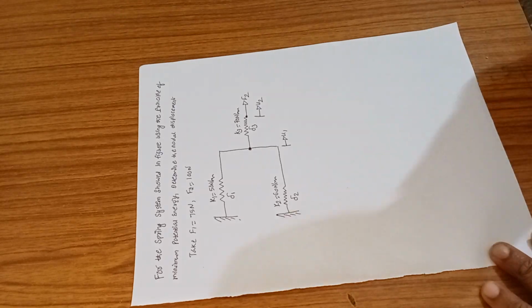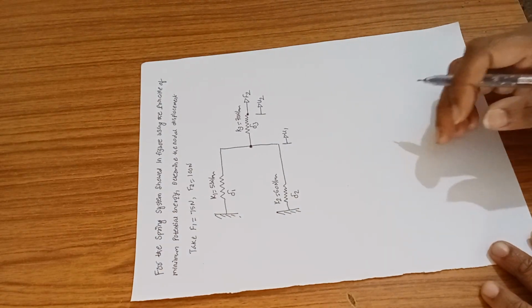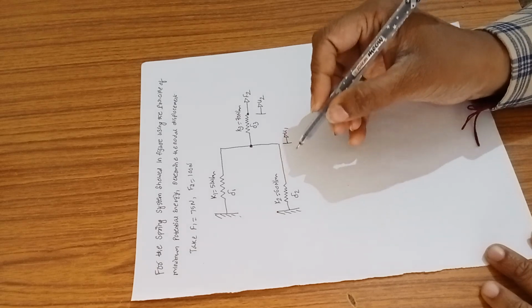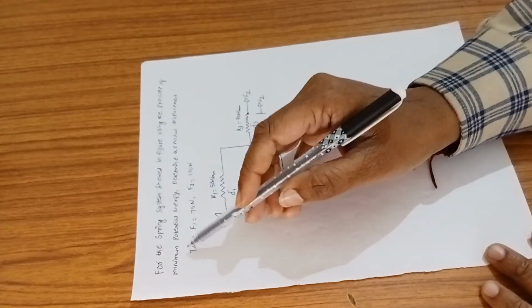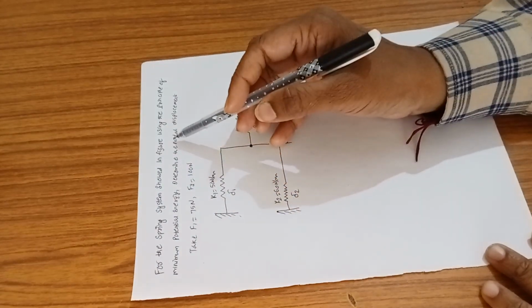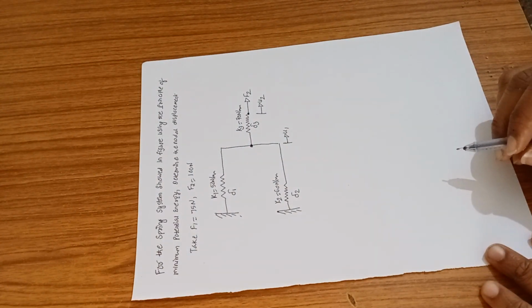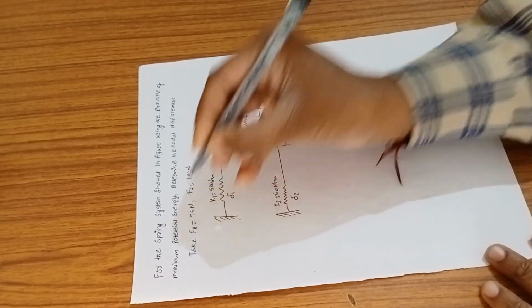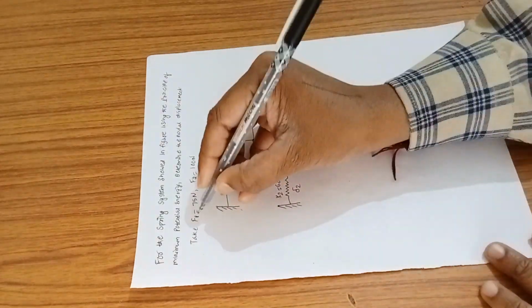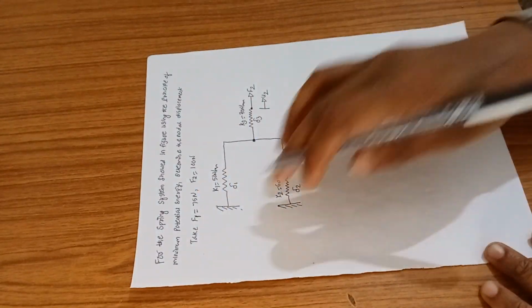Hello everyone, welcome to this class on finite element analysis, and in this class let's solve this problem on the potential energy method. That is, the problem is for the spring system shown in the figure, using the principle of minimum potential energy, determine the nodal displacements. So take F1 equal to 75 newtons and F2 equal to 100 newtons, and the figure is shown here.